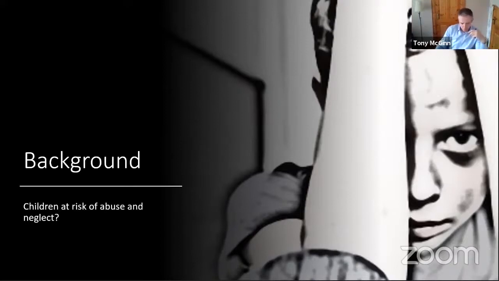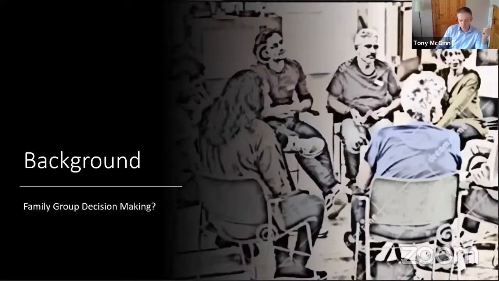Which brings me to the next key item that we need to get to the bottom of. What is family group decision making? There's a number of different models. The one that we're going to be most familiar with is family group conferencing, a term that was first used when it came out of New Zealand, and I think that was early 80s.